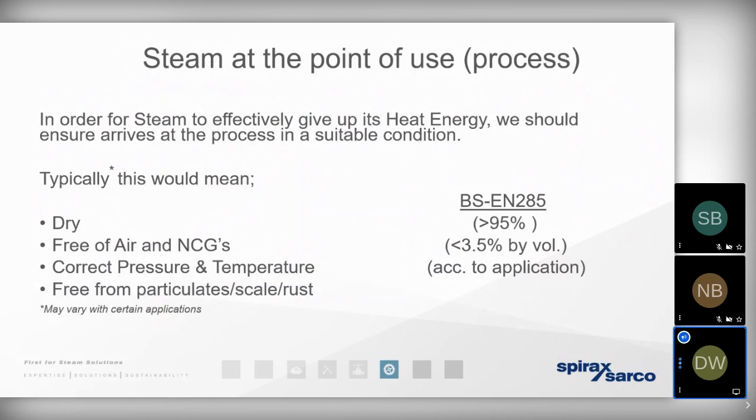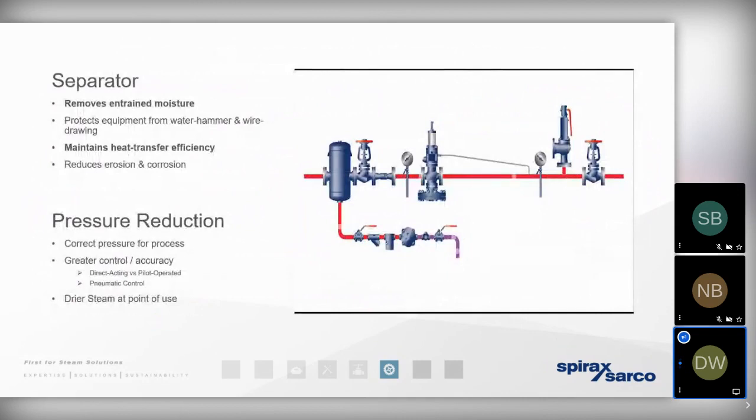And of course, we need the steam to be supplied to the process at the correct pressure, temperature and mass flow rate. So certain applications, certain processes, are going to need to measure the steam condition, and BS-EN 285 allows us to do that. But it's always good working practice to ensure that the steam is kept as dry as we possibly can. And when we're talking about steam condition, we do that for three reasons.